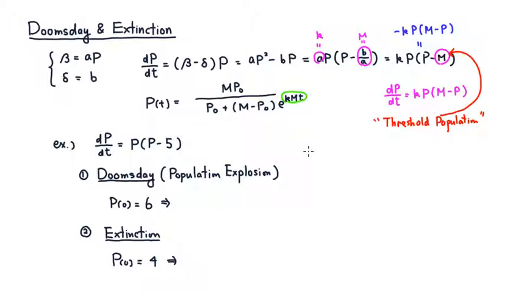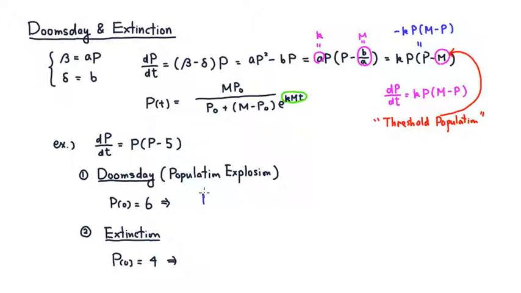But this population model is very unstable. The only way you can have a steady population is that you start at the threshold population, then the population stays the same all the way through. But if you have too many to begin with, it's going to lead to doomsday. And if you have too few to begin with, it's going to lead to extinction. You can see that here.